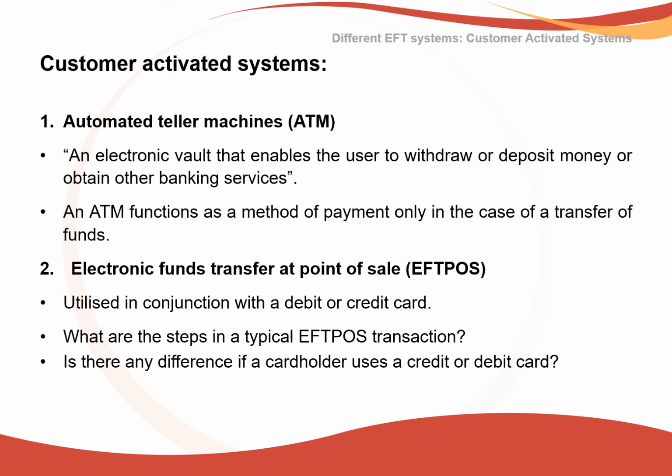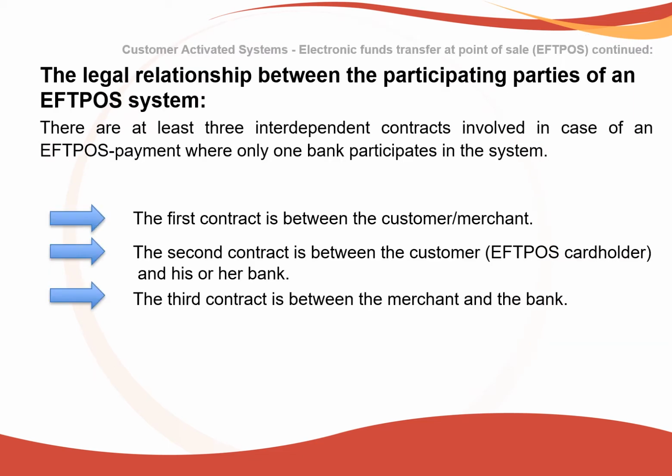We will now move on to discuss the legal relationship between the participating parties of an EFTPOS system. There are at least 3 interdependent contracts involved in case of an EFTPOS payment where only one bank participates in the system. The first contract is between the customer and the merchant. The second contract is between the customer, who is the EFTPOS card holder, and his or her bank. The third contract is between the merchant and the bank.